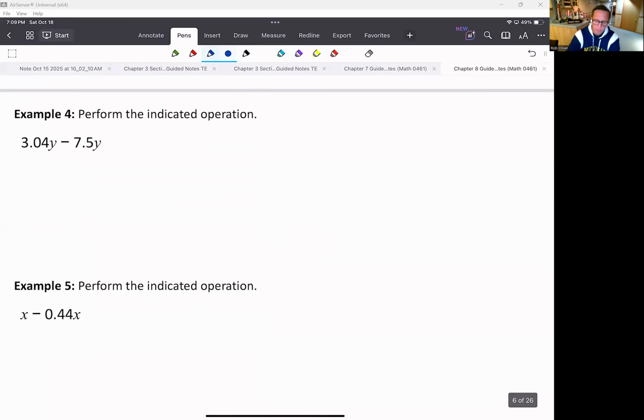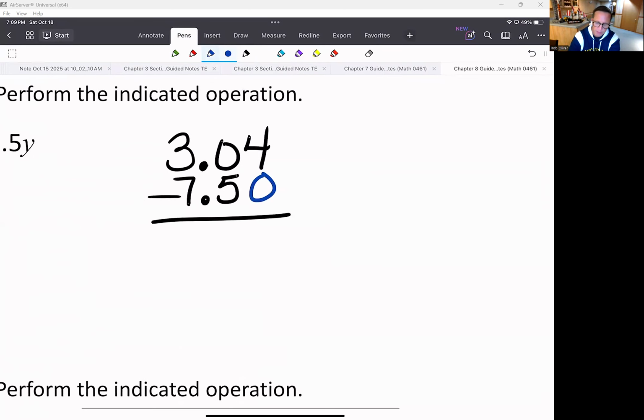All right. Same thing here. We're just dealing with algebraic expressions, but really focusing on the decimal part here. So we're going to do 3.04. I'm not going to worry about the y while I'm subtracting. Minus 7.5. Now right here, we're going to bring a 0, make it line up. In this case, 4 minus 0, you can subtract that because that just stays the same, right? 4 minus 0 is 4.